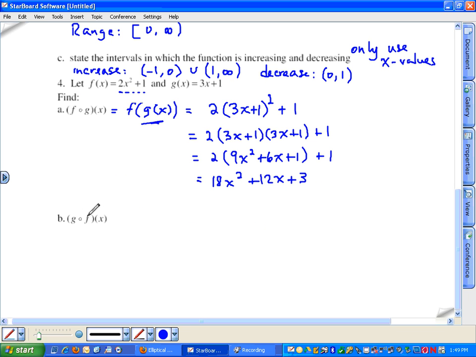Now g of f of x, also written this way, means now that the f function is going inside of the g function. So the g function this time is the function that's receiving the other function. So I'm going to turn this x into an empty parenthesis. So instead of 3x plus 1, I'm going to say 3 parentheses plus 1. And f of x goes in the empty parenthesis. And distributing and combining like terms will leave us with 6x squared. 3 times 1 is 3, plus the other 1 is 4.